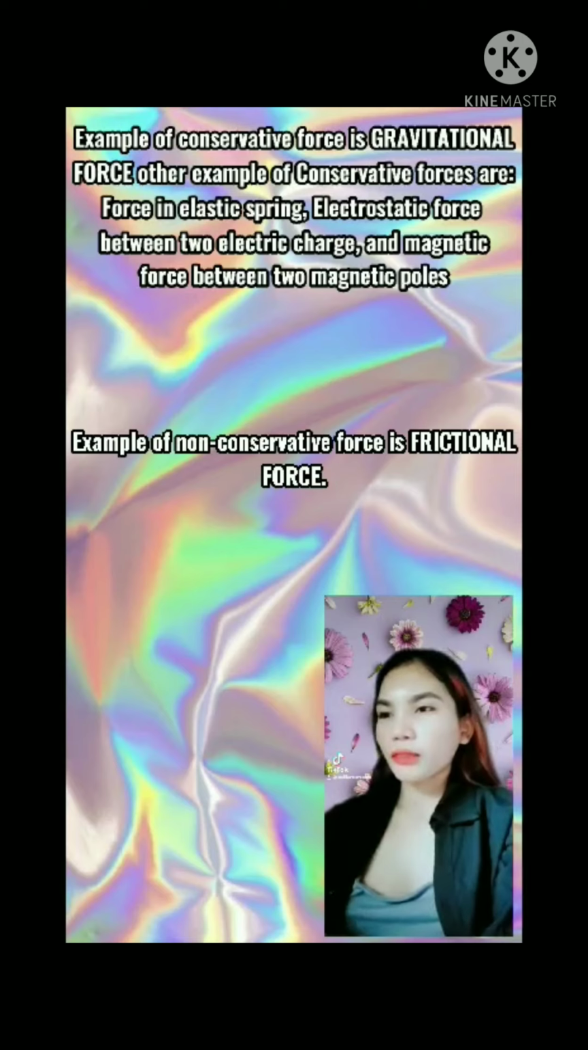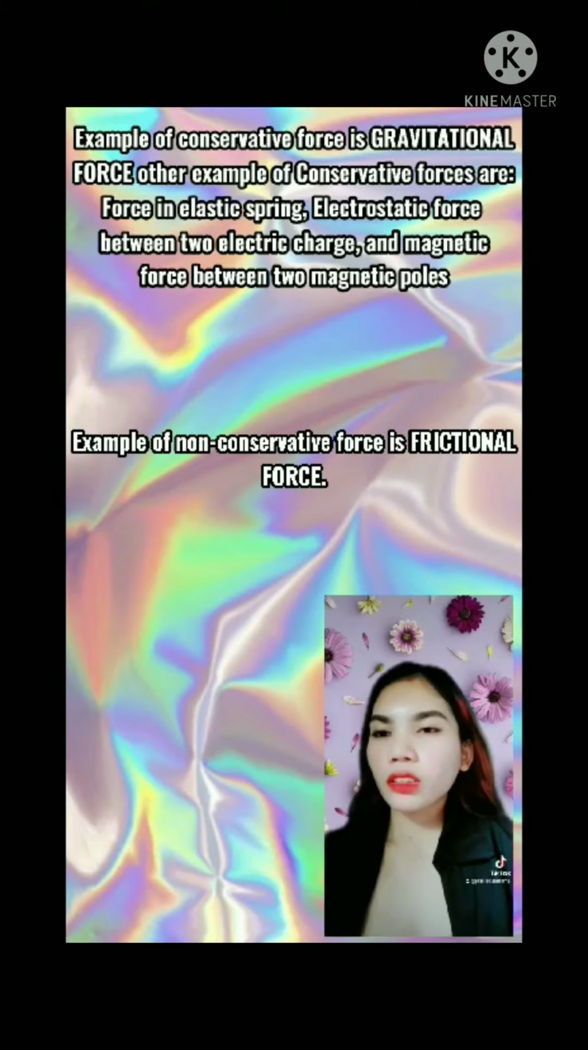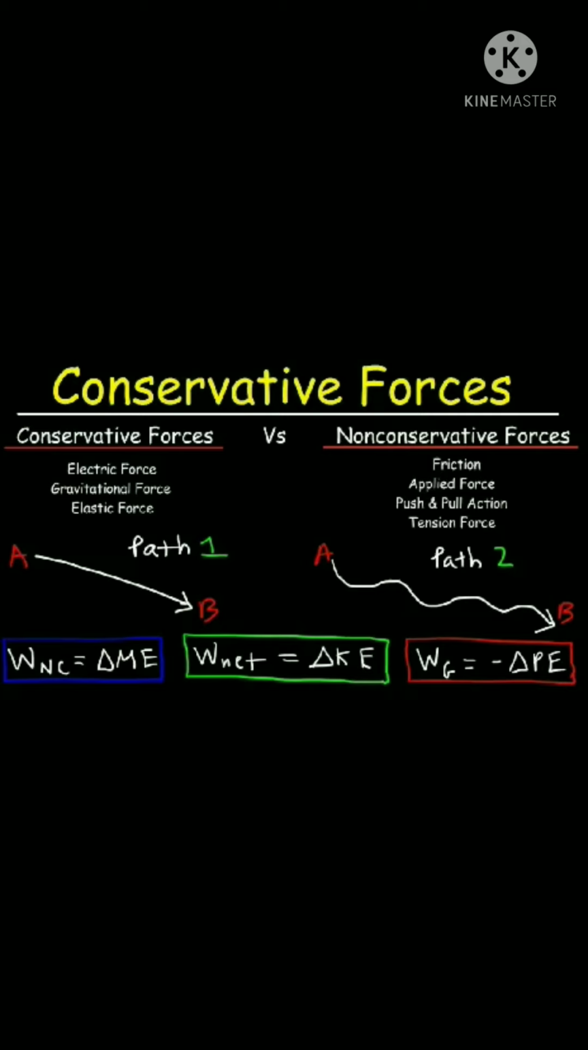An example of a conservative force is gravitational force, and other examples of conservative forces are the force in an elastic spring, the electrostatic force between two electric charges, and the magnetic force between two magnetic poles. An example of a non-conservative force is friction. So these are other examples of conservative and non-conservative forces.